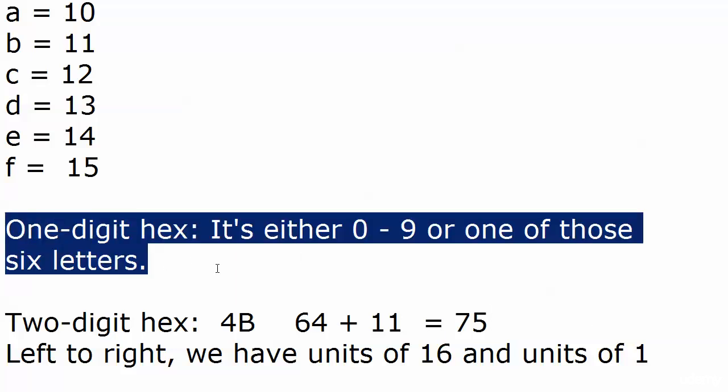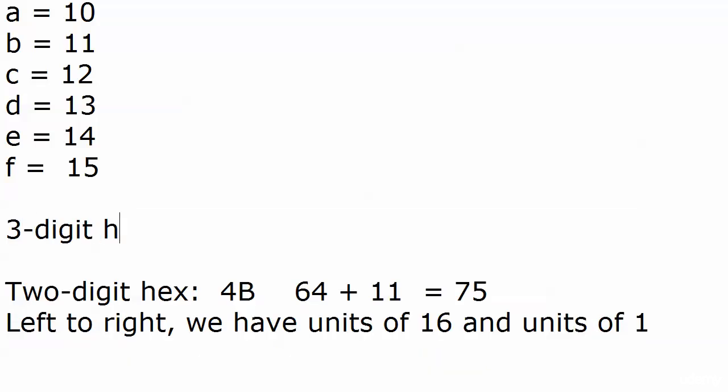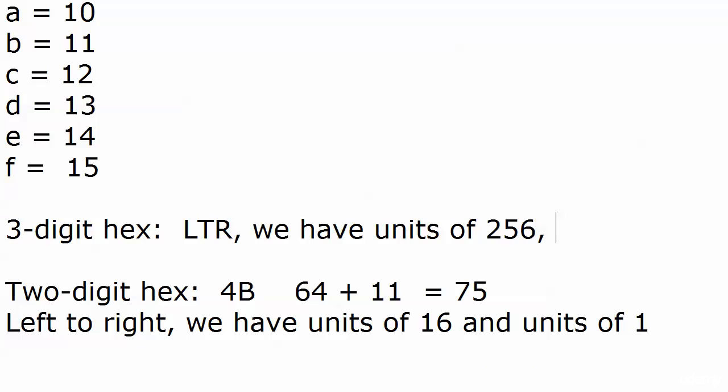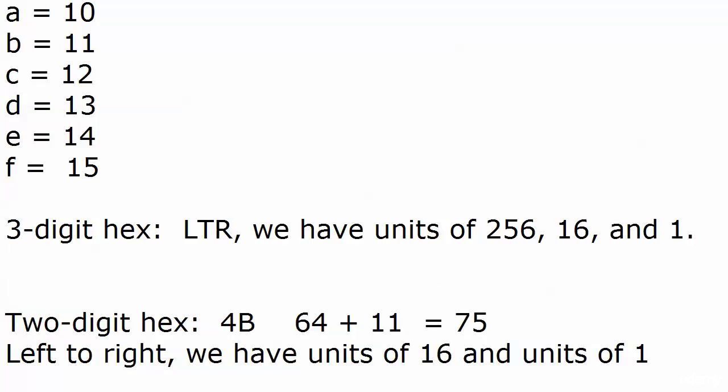Now let me go over, I'm going to type over this a bit and put in 3-digit hex, because left to right we have units of 256, 16, and 1. If you're going from right to left, it's 1 and then 16 times 1, which is 16, and then 16 times 16, which is 256. Again, I just think it's easier to remember it as 256, 16, 1. It's the kind of thing you write it out a couple of times, it becomes second nature.